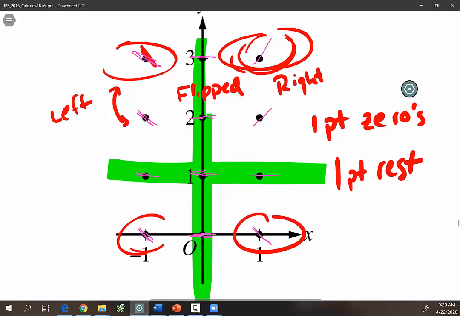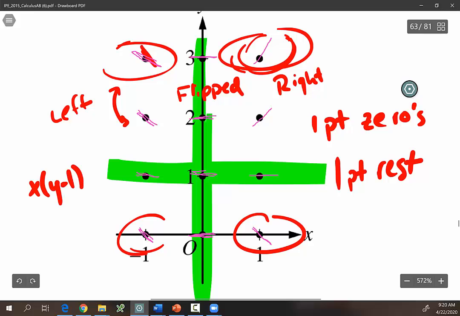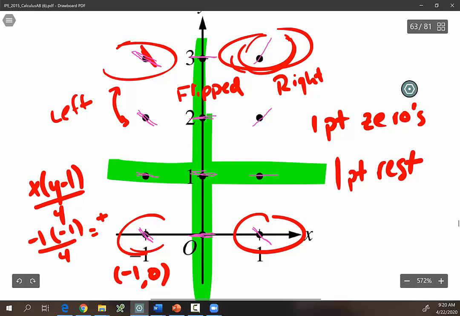So if we plug in, we have x times y minus 1 over 4. So this point here is negative 1 comma 0. That's negative 1 times negative 1 over 4, which becomes positive 1/4, and we have this with a negative slope. So that one should have been positive 1/4.